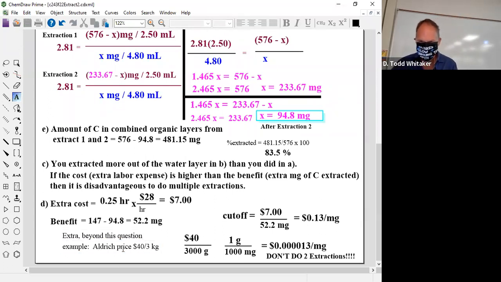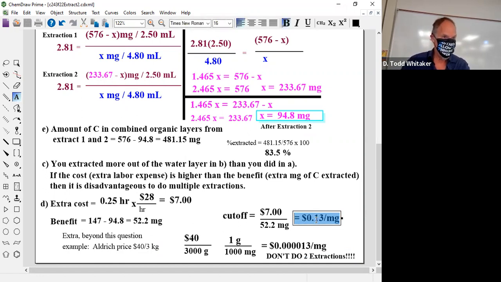So I looked up chemical C in Aldrich, and I got this price. And it's dirt cheap. We just found out, it's only $0.000013 per milligram. Our stuff needs to be at least this valuable, 13 cents a milligram, to justify doing any extra work. Got it? That's the meaning of that result from part D. If your stuff's not that valuable, you're not doing the extra work. If it's more valuable than that, yeah, and the very logical thing is that stuff's so cheap, you should have just bought it instead of extracting it. Nice answer, thanks.